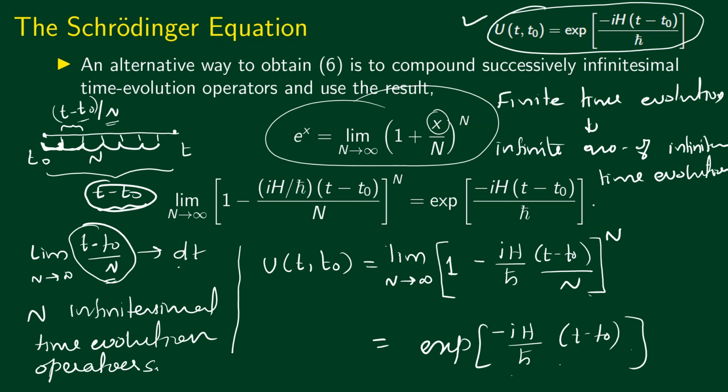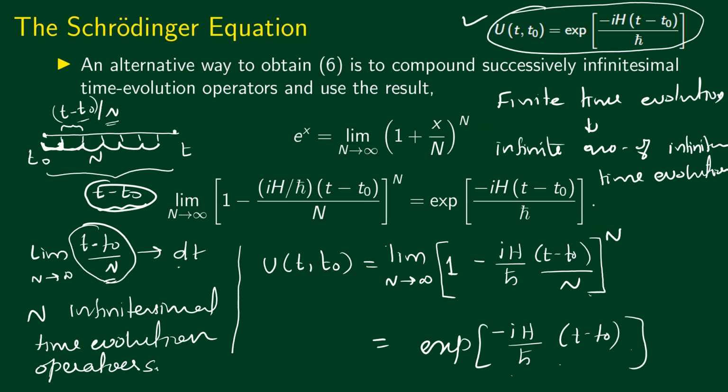we can construct the finite time evolution operator out of an infinite number of infinitesimal time evolution operators. That's what we have done here. Basically we are using the composition property. We are considering the finite time evolution as a composition of an infinite number of infinitesimal time evolutions. Now, I hope this is clear.